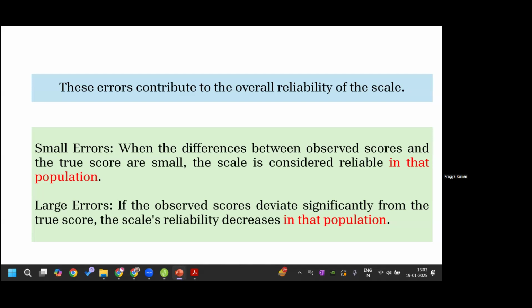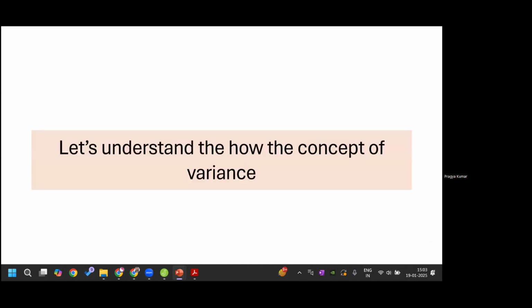Remember, reliability is not a property of the scale. Rather, it is a property of the respondent, or the property of the total score, because the total test score which you have gotten from those individuals is the reliability of that score. The scale reliability will keep on changing. The reliability of a scale will vary from one group of respondents to another group. That means how the people are answering. And if there is a large error, then the observed score deviates significantly from the true score, so the scale reliability decreases in that population.